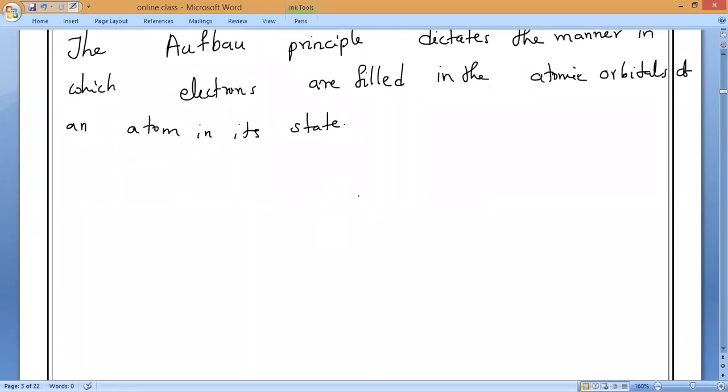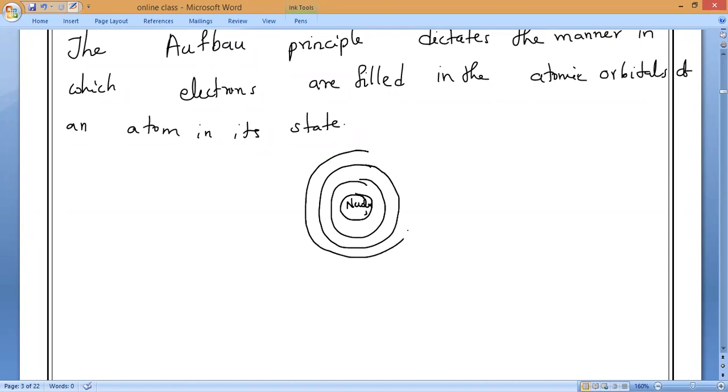So Bohr's model says, at the center, who will be there? The nucleus. And around it there are orbits. Orbits are also called by some other name. Anybody can tell me what orbits are called? Energy levels. We can also call them one more name: shells. Remember, orbits are energy levels or shells.